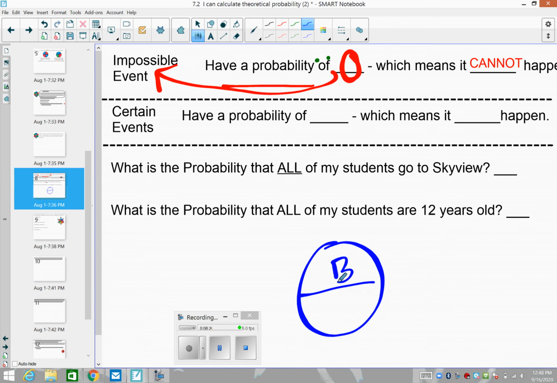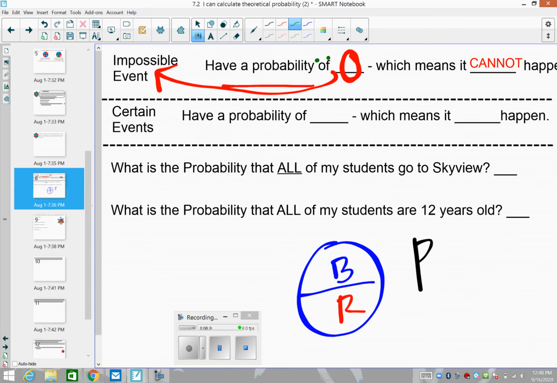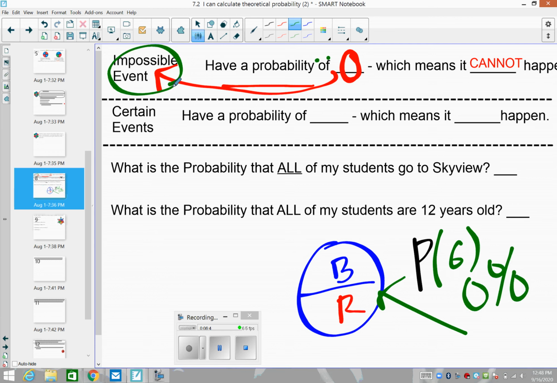and this is blue, and this is red, and I ask you, what is the probability that I get green when I spin the spinner? You should say 0%. You have a 0% chance of getting green on a spinner that only has blue and red. So we would say that is a 0% chance, also known as an impossible event.